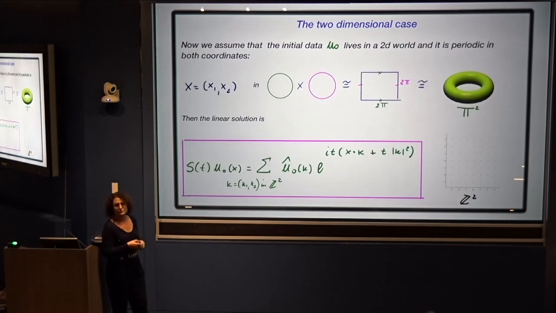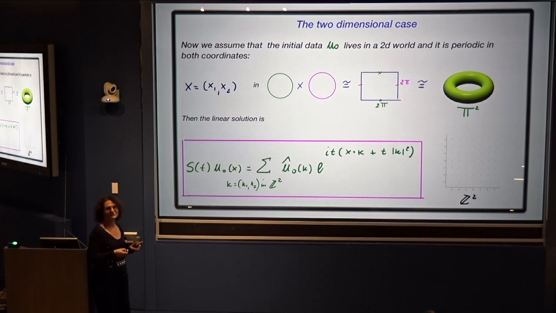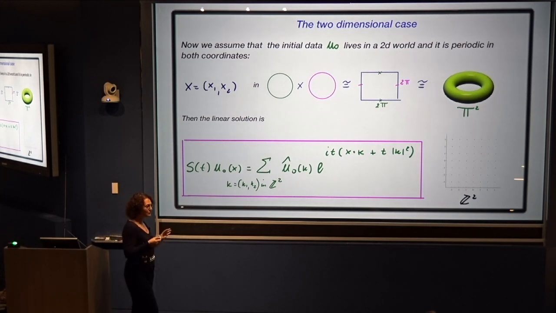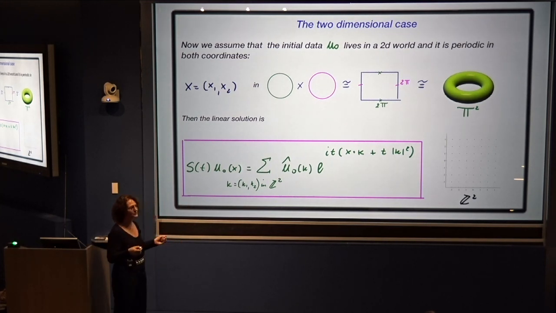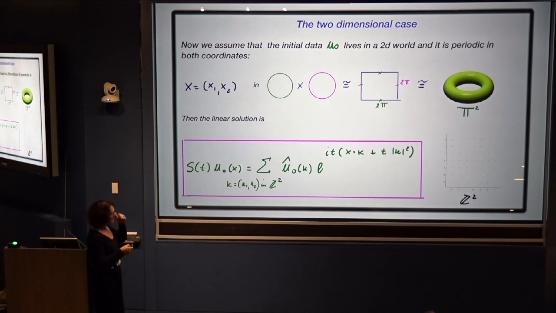Now I wanted to go a little bit higher, and I'm going to warn you that I'm going to stop at 2 dimensions, because that's enough for me to do interesting things, and I don't want to go further because it gets too complicated. So now if we are in 2 dimensions, and we are periodic in 2 dimensions, then x, the physical coordinate, is made of 2 coordinates, x1 and x2. Each one of them is periodic, so I'm thinking of it on the circle.